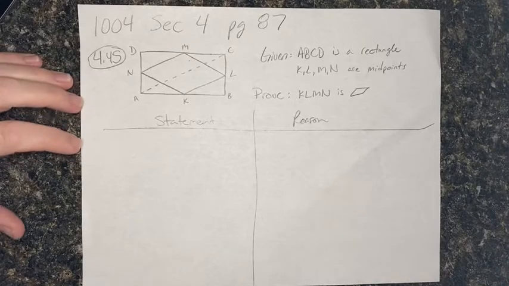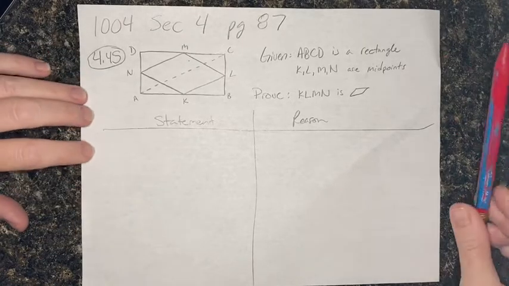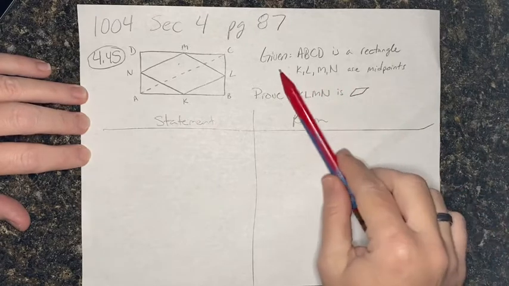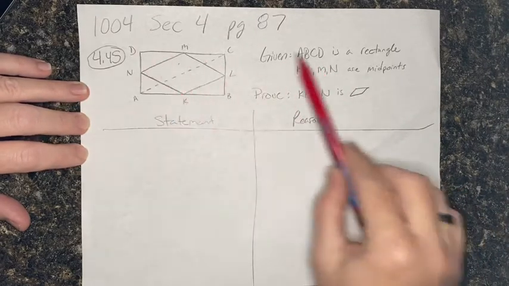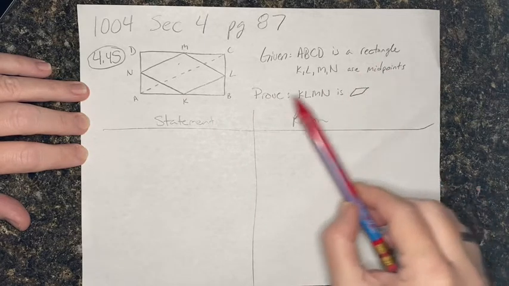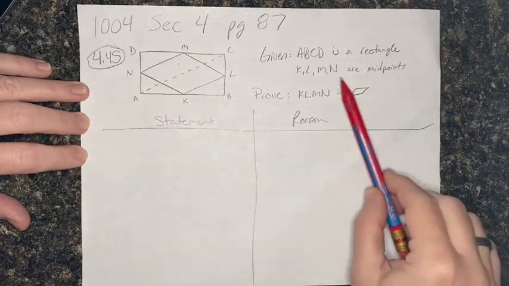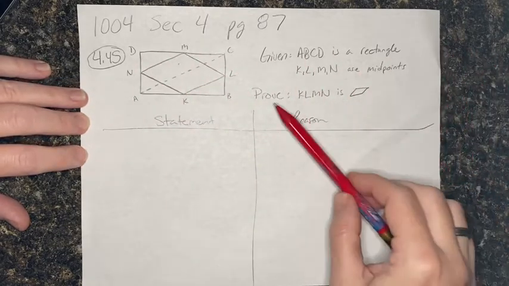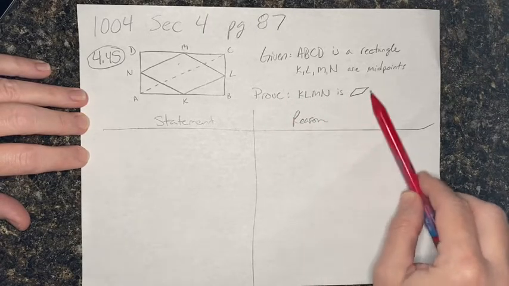All right, the next one I wanted to do was number 445, and it's on page 87. Here is the illustration that we're given, and it's giving us the information that ABCD is a rectangle, and that point K, point L, point M, and point N are all midpoints around this rectangle, okay? What we're supposed to prove is that KLMN is a parallelogram.